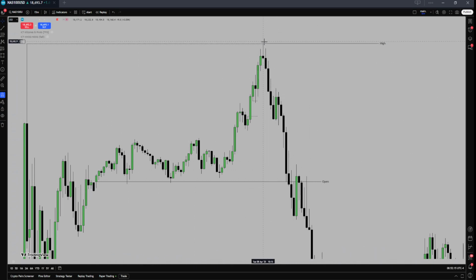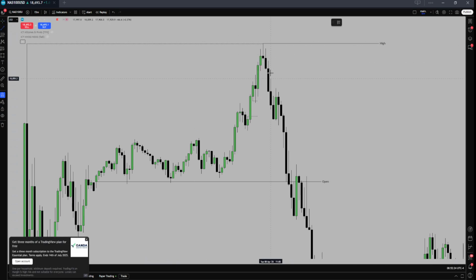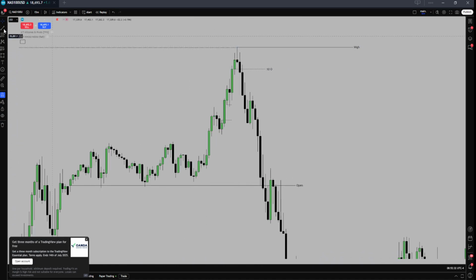We open and we rush for this high. At what time? After 10 a.m. Okay, so the 10 a.m. candle opened here. Want to write this 10:00. This high here is the 10 a.m. high. So we open, put the high in. We don't have a low.